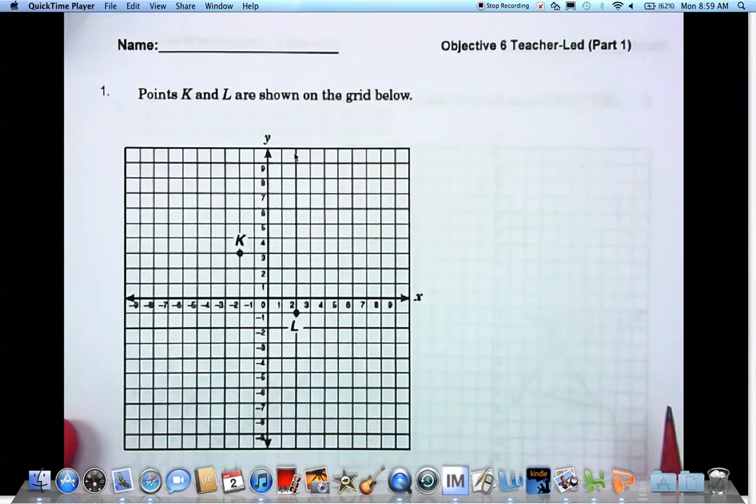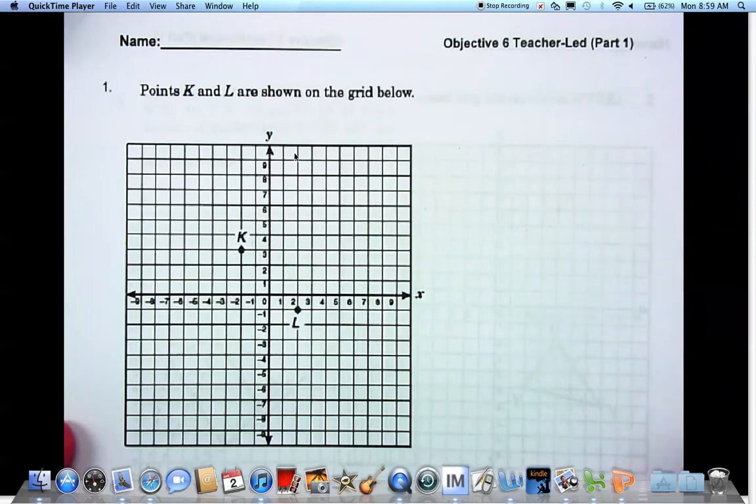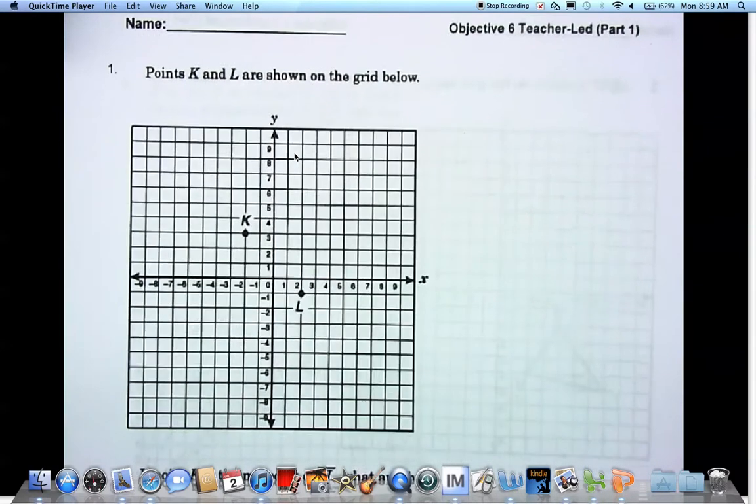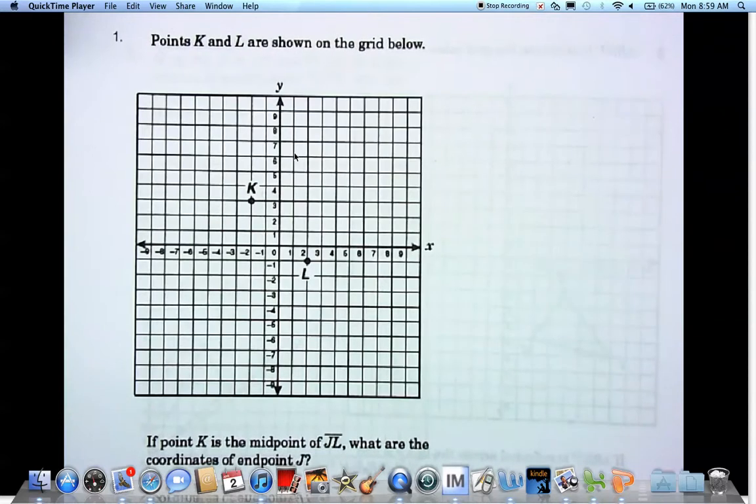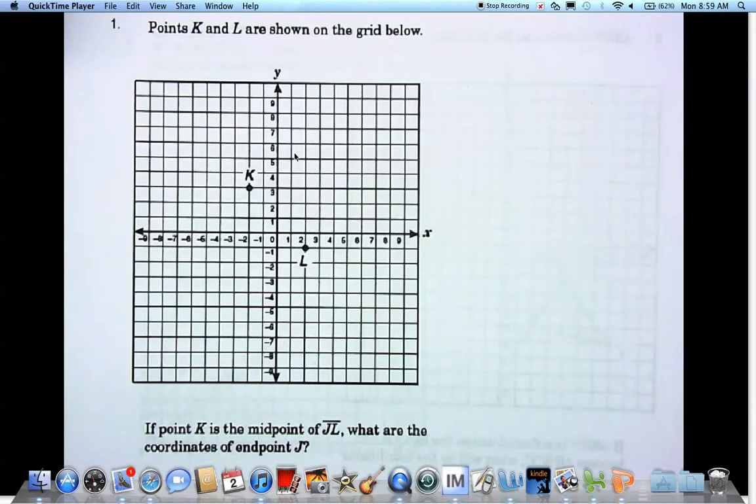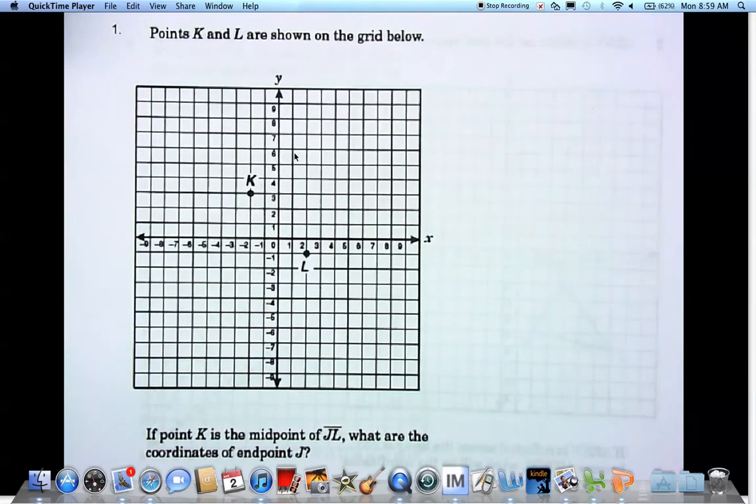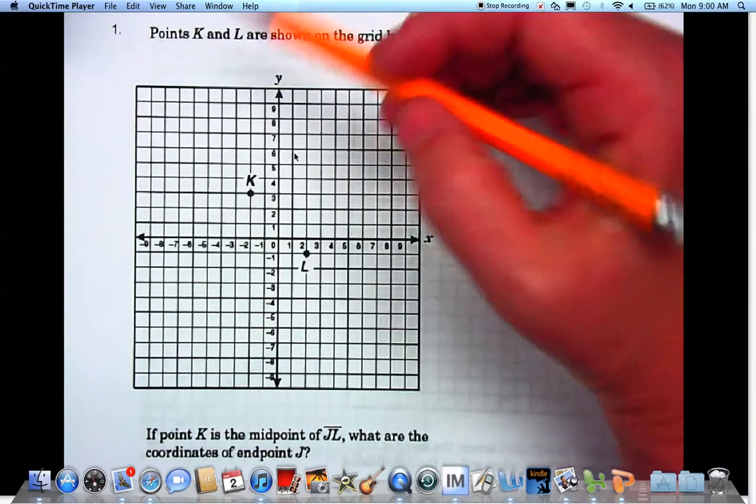Okay, this first part though is transformations and midpoint, like this one. Points K and L are shown on the grid below. If point K is the midpoint of JL, what are the coordinates of endpoint J? So where does J need to go? Up 4. Okay, up here somewhere?